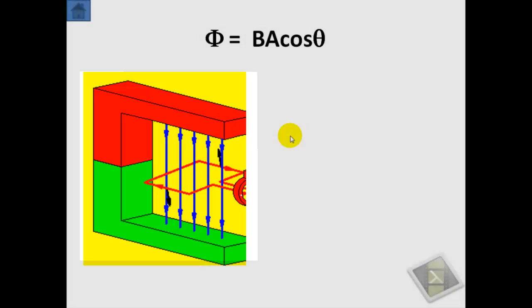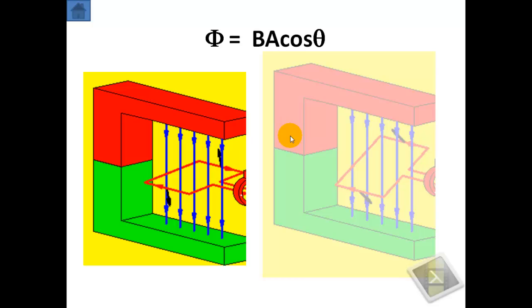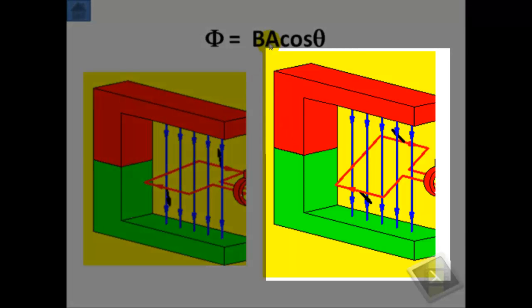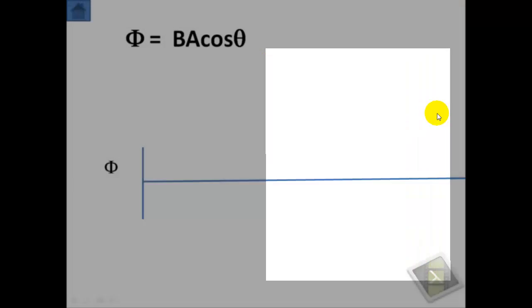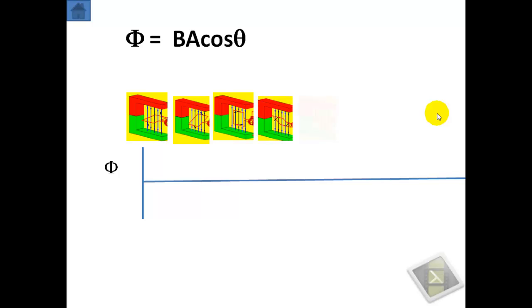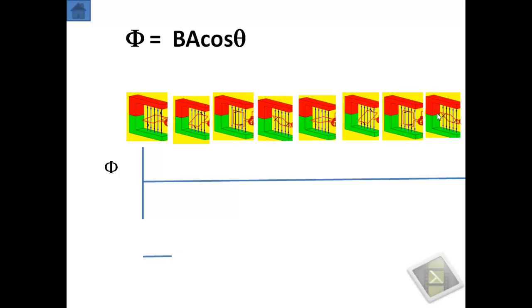So in other words, we have a maximum flux linkage at the moment. Then what's going to happen is that this coil is going to rotate round. As it rotates round, the amount of flux linkage will change. This change of flux linkage we know will induce an EMF, and this is what we're going to look at in the next slide. So here we have different phases as this rotates round, and we're going to look at the EMF that is induced at different times.